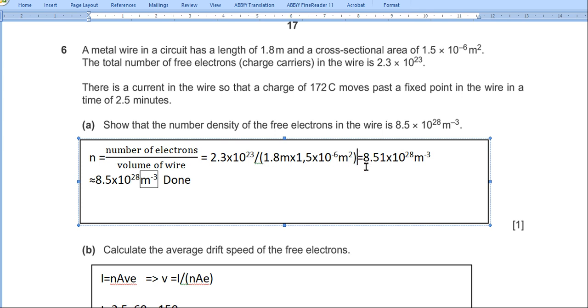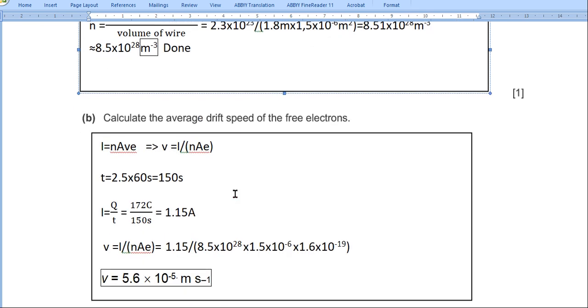You should use brackets. If you do it, you'll get answer, and you should round it to two significant figures, because number of free electrons is given, as you see, 8.5 to two significant figures.